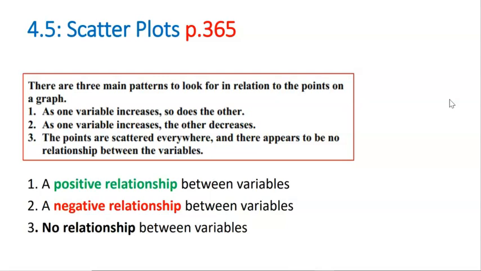The second type of scatter plots we can see is a negative relationship, where one variable increases and the other one decreases. So we can see this when x is going upwards, y is going downwards. And then the third type is where we have points that are scattered everywhere, and there doesn't seem to be a relationship at all. This is a no relationship scatter plot.